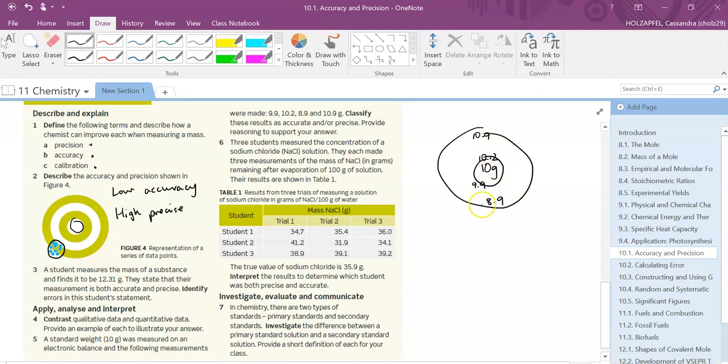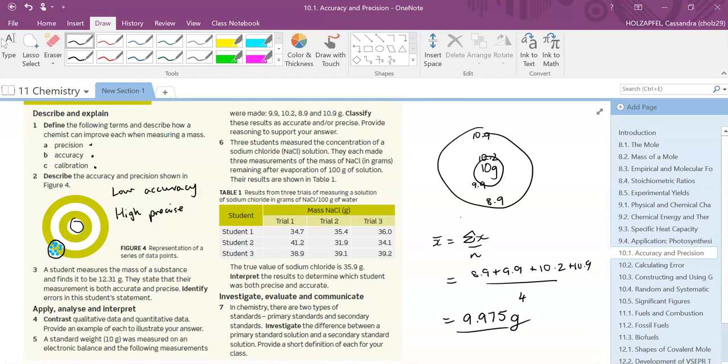Let's check for accuracy. To check that it's accurate, I need to find the mean of all of these. The mean is equal to the sum of all the scores divided by the number of scores. So we're going to have 8.9 plus 9.9 plus 10.2 plus 10.9 divided by 4, and that's going to give us our average. So 9.975 grams, I should write the units there as well, is going to be our average score. That is pretty close to 10 grams. So I would say that this is actually a pretty accurate set of scales. It's just not a particularly precise set of scales.